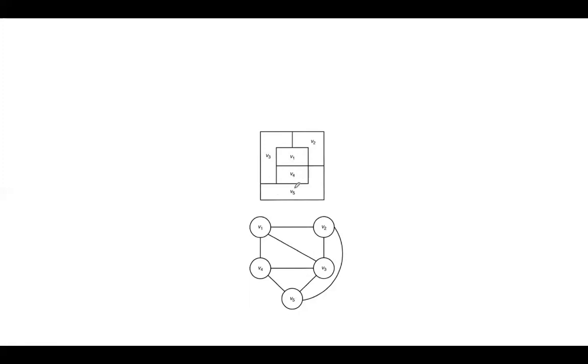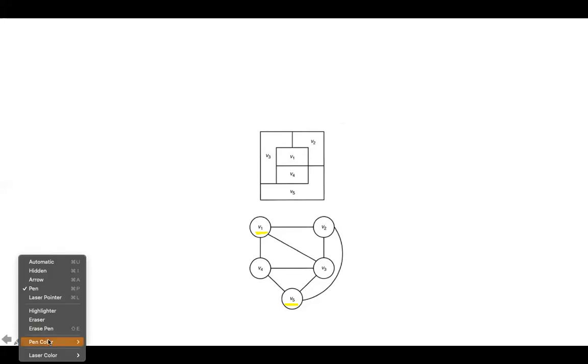V4 is adjacent to V1, V5, and V3. Finally, V5 is adjacent to V2 and V3. Now, assign the colors. If I assign yellow to V1, you cannot assign yellow to V2, V3, and V4 because they are adjacent. So I can assign yellow to V5. Okay, first color we have assigned.